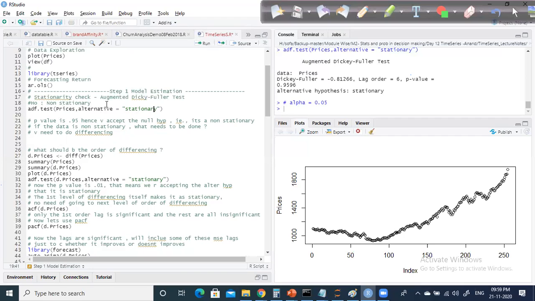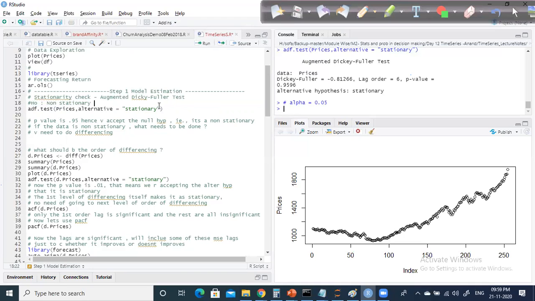So here by default non-stationary, but don't ask me whether I can specify non-stationary here. This is how we use it conventionally. You're supposed to specify stationary only here in the alternative. Let us not get into that confusion now. The simple thing is, you are going to reject the null hypothesis only when the p-value is less than alpha.